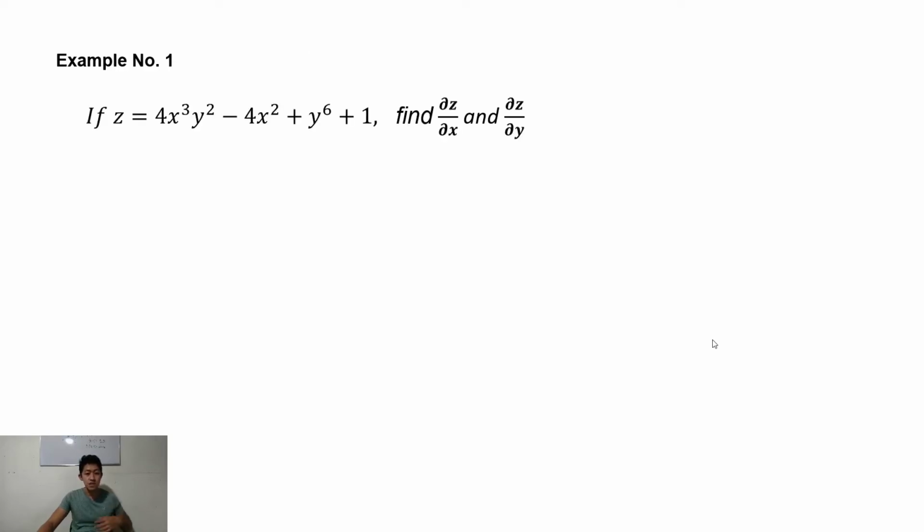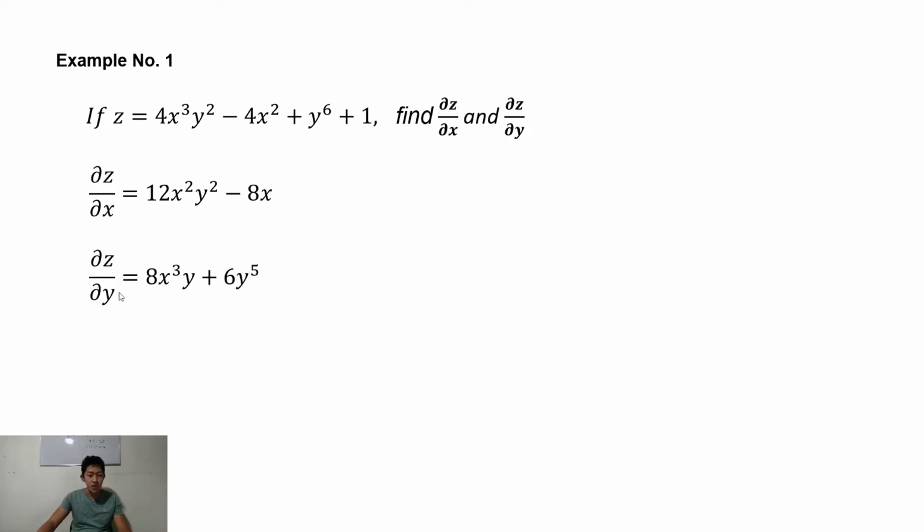So for example, this is the vector function 4x cubed y squared minus 4x squared plus y to the 6 plus 1. What is the partial of z with respect to x and the partial of z with respect to y? So for the partial of z with respect to x, we treat y as a constant and differentiate. So you have 12x squared y squared minus 8x, and since this is a constant, its derivative is 0.